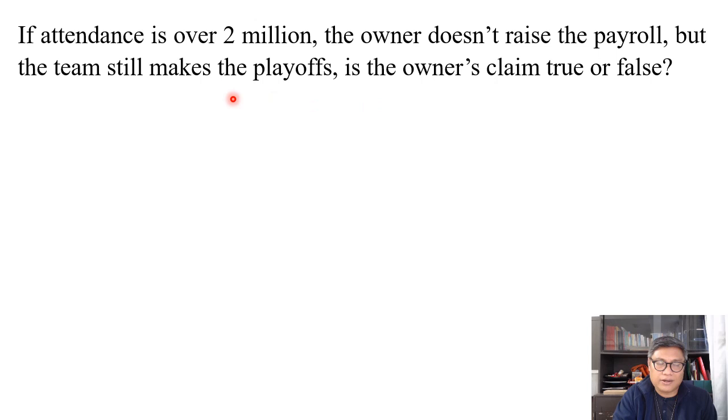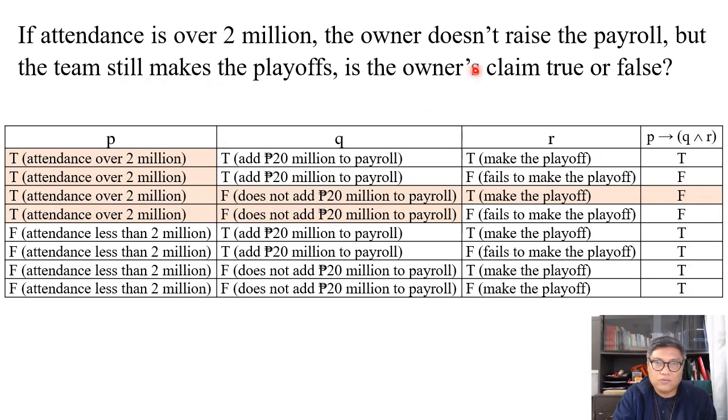Now another one is: if attendance is over 2 million, the owner doesn't raise the payroll, but the team still makes the playoffs, is the owner's claim true or false? So here, attendance is over 2 million. Look for the statement does not raise the payroll by 20 million, and makes the playoffs. These are the three things that we need. So we have to find over 2 million.